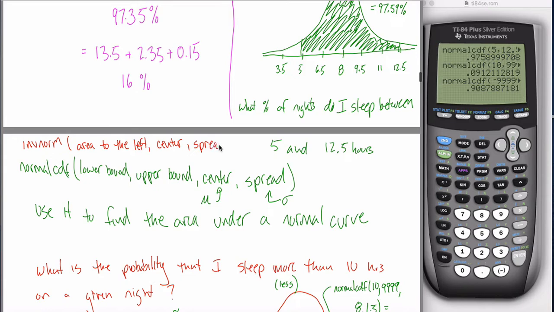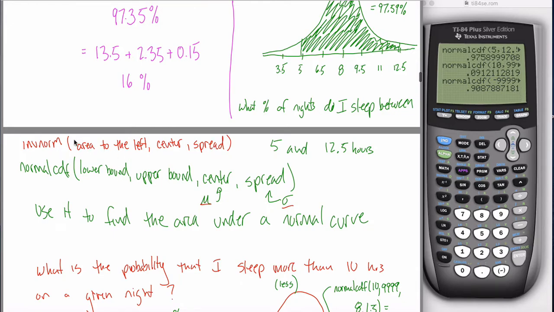And again, in this section, center and spread will always be mu and sigma respectively, but I'm not going to write mu and sigma because later on they won't be mu and sigma. And your calculator says mu and sigma, and that's a big problem with your calculator. It'll make your life really hard in future sections. But right now, it's not a big deal. Inverse norm, area to the left, center, spread.